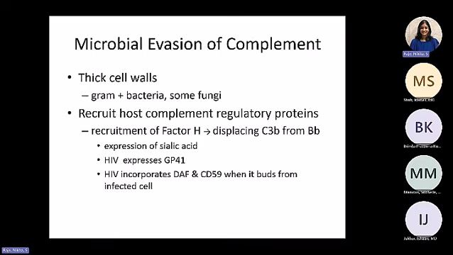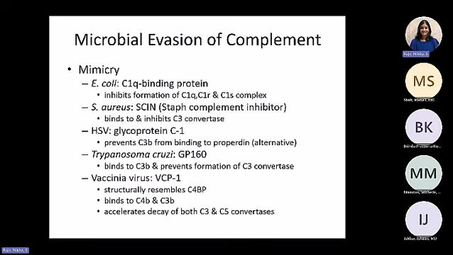And then, there are some microbes that actually are easily able to evade complement system. They can have thick cell walls so that the complement cannot act on those walls, like gram-positive bacteria, some fungi. They recruit host complement regulatory proteins. So they recruit factor H, displacing the C3b from Bb. That leads to, then they can actually infect that cell because it used the regulatory proteins against the complement activation. That leads to expression of sialic acid. HIV expresses GP41. HIV incorporates the DAF and CD59 so that actually it can infect that cell.